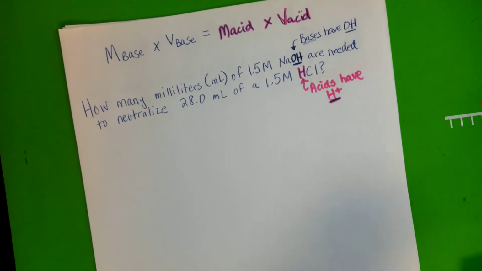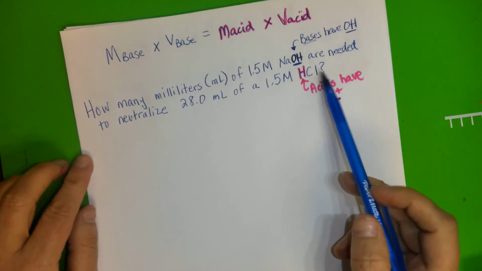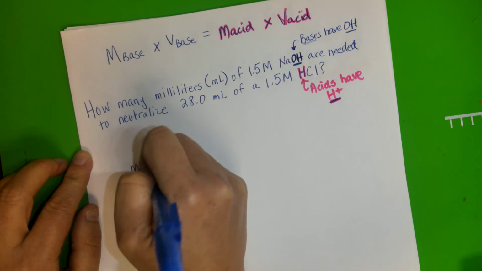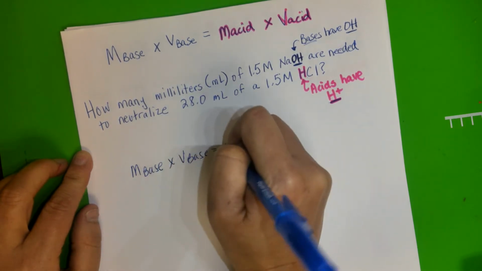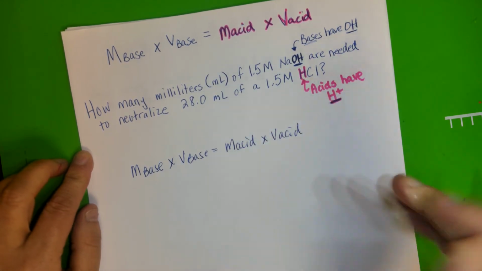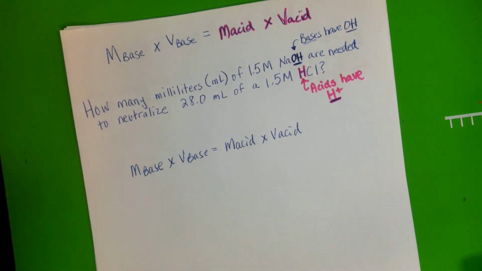So anyway, let's get started. This is the M base. So we're going to start plugging it in. I'm going to rewrite it here: M base times V base equals M acid times V acid. I like to plug them in first, and then I move them around.